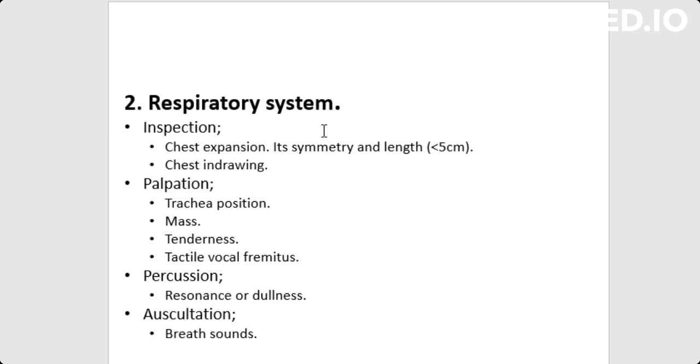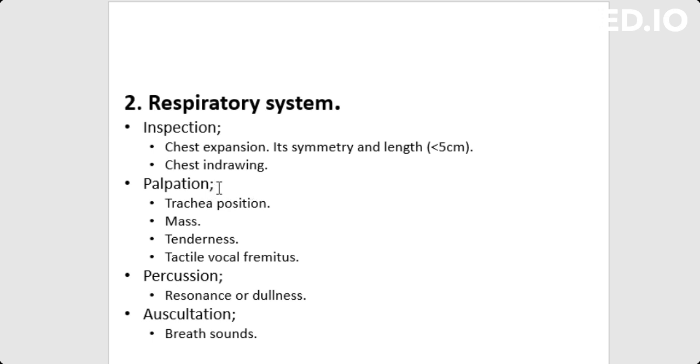Moving to respiratory system, on inspection, you need to inspect for chest expansion. Is it symmetrical? And also you need to measure the length. Normally the chest expansion is usually less than 5 centimeters. And finally, you need to look for chest indrawing. These are the signs of respiratory distress for problems involving the respiratory system, such as maybe something like pneumonia.